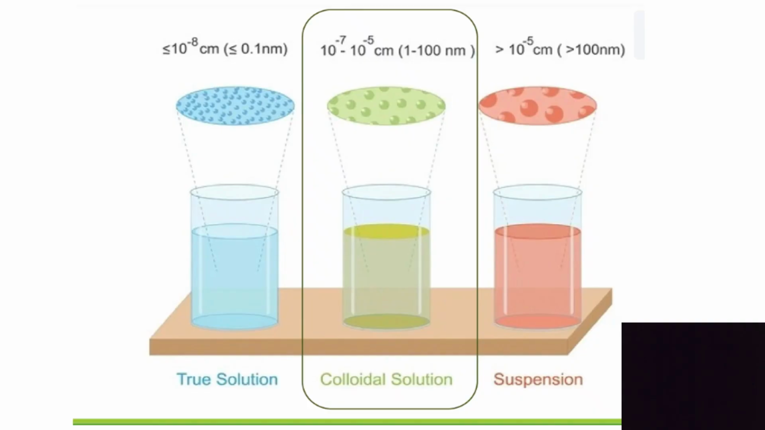The particles of the colloidal solution are in between the true solution and the suspension, around 1 to 100 nanometers in particle size. Whereas suspension particles are more than 100 nanometers, while true solution particles are very small, around 0.1 nanometers.